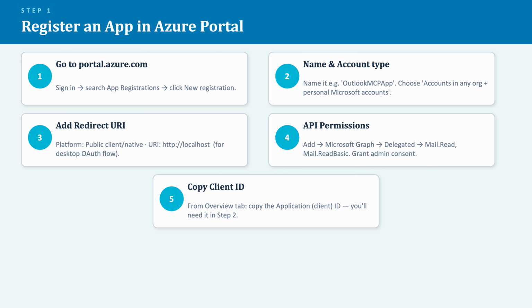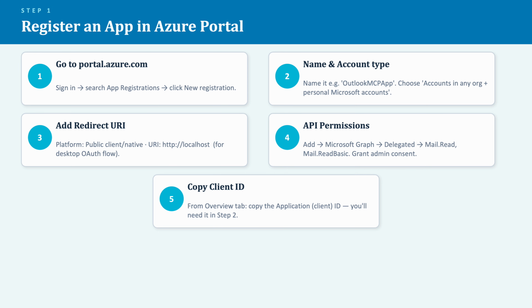For the supported account types, choose Accounts in any organizational directory and Personal Microsoft accounts. This means your app will work whether you're using a work account or a personal Outlook.com account. Under Redirect URI, choose Public Client/Native from the dropdown and enter http://localhost as the URI. This is needed for the OAuth flow we'll use on the desktop.